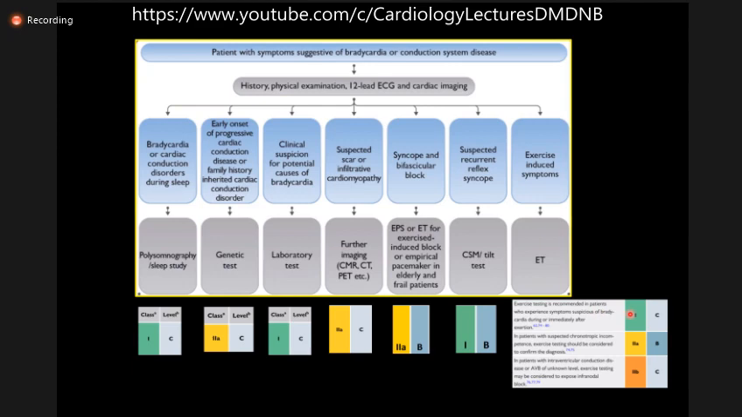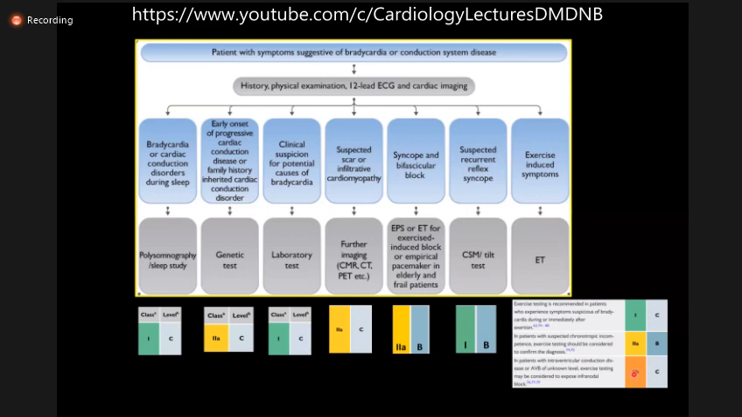And of course, exercise testing can also be considered in patients with suspected chronotropic incompetence, just to confirm the initial clinical impression. And generally in patients with intraventricular conduction disturbances or AV block of unknown level, exercise testing may be considered to unmask the level of block, whether it could be an infranodal block. So that has a class 2B, level of evidence C.